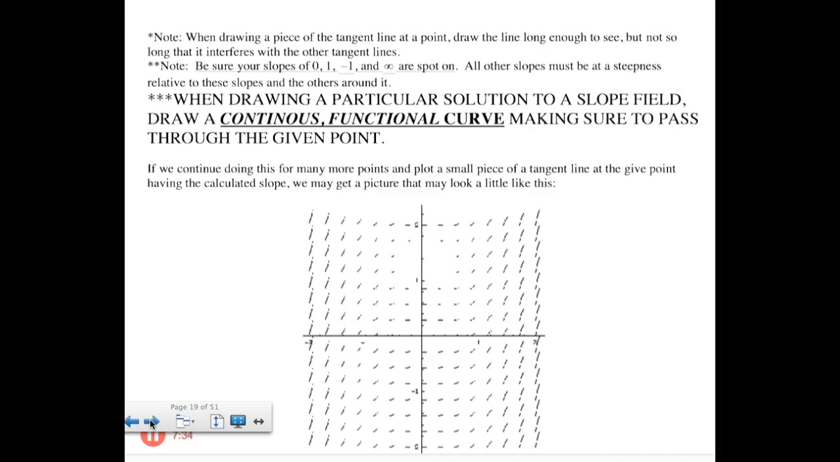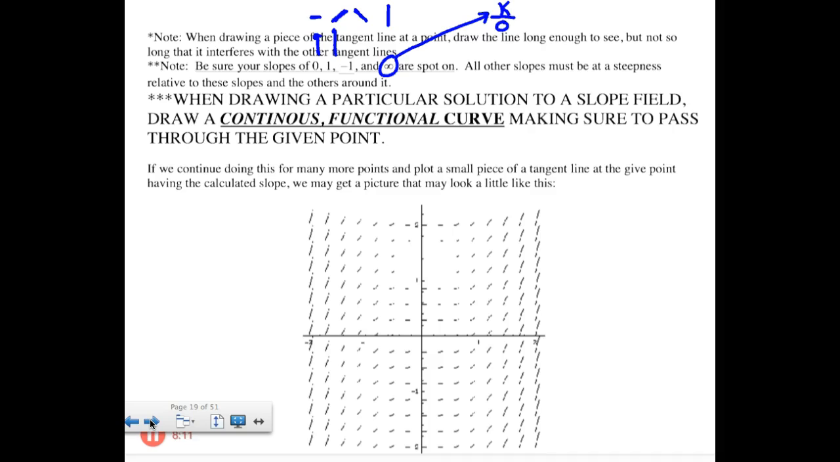Note number two. Make sure your slopes of 0, 1, and -1 and infinity are spot on. Anywhere the slope is 0, make sure you have a completely horizontal little tangent line. Anywhere it's 1, make sure it looks like a 45-degree uphill angle. -1, likewise. And when our slopes are infinity, we have vertical tangent lines. So I'm going to have you draw an arrow over here. A slope that goes to infinity is basically where a vertical asymptote occurs. And remember, that's when you get some number over 0.